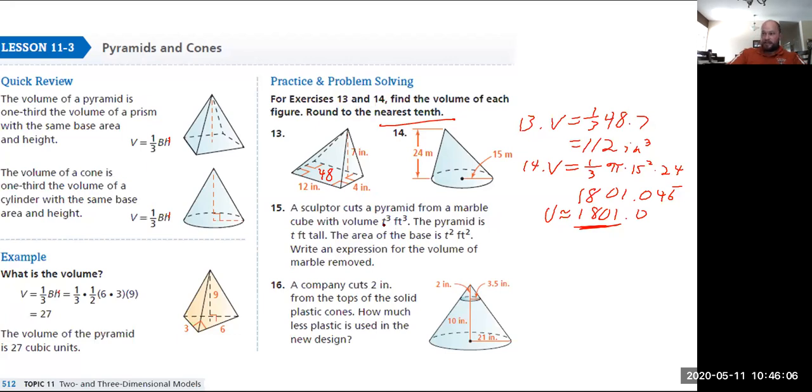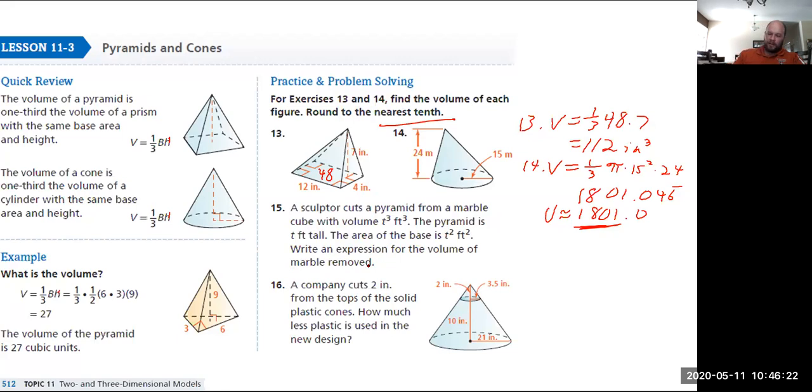All right, on number 15, a sculptor cuts a pyramid from a marble cube with a volume, and it doesn't actually give us the dimensions, but it says t to the 3rd. The pyramid is t feet tall. The area of the base is t squared feet. Write an expression for the volume of the marble removed.